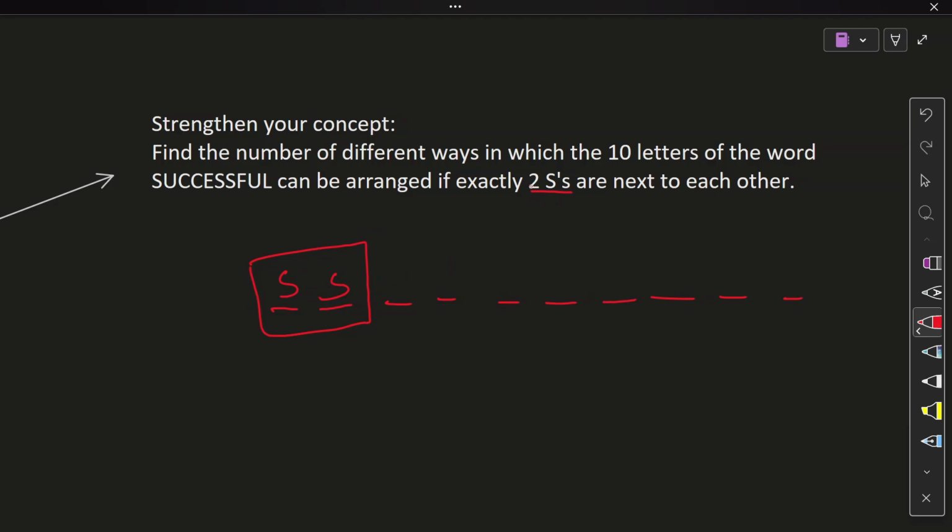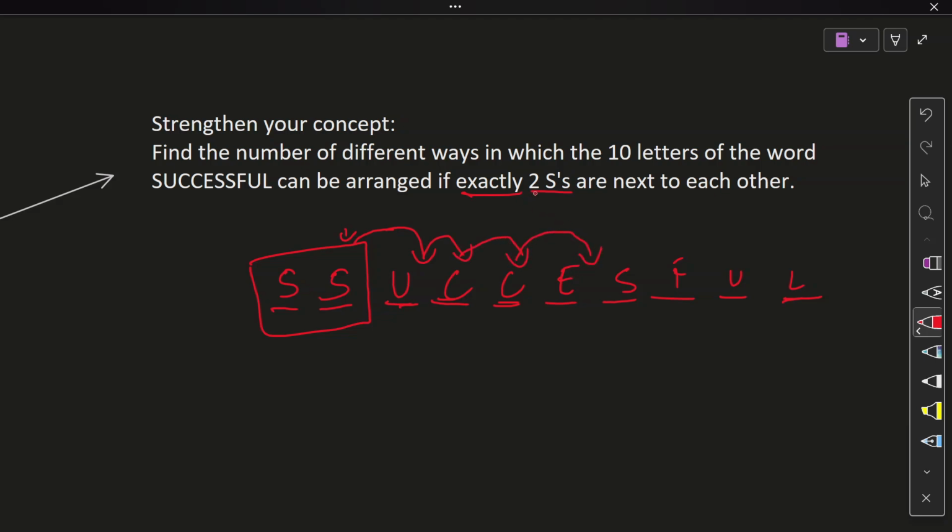You see, he wants exactly two S's to be together. But in our word, we have three S's. That means when this box would be moving from position to position, I'll just show you one of the possible arrangements. Let's just put the rest of the letters: U, C, C, and then we have an E, we have the remaining S, we have F, we have U, and we have L, right? Now, look at this. Let me just make that neater.